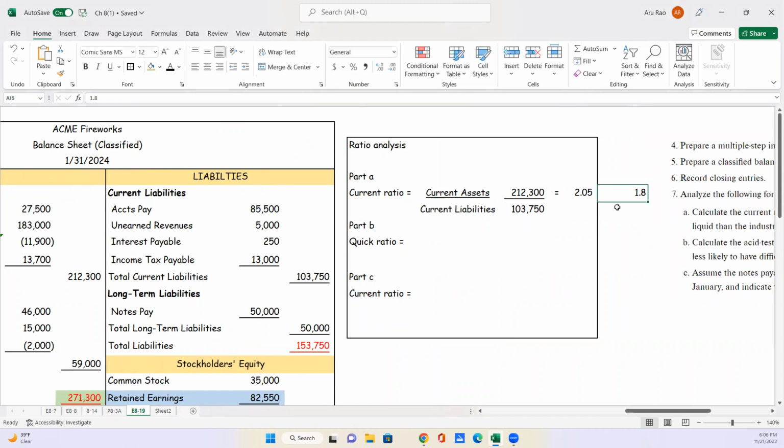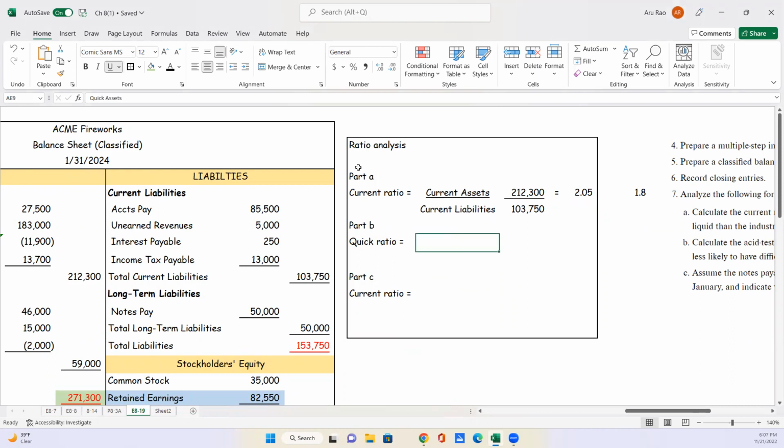Certainly, we are better than the industry. If the industry is 1.8, we are better off than it. We are saying 2.05 means that for every dollar in current liability, we have $2 in current assets. So we're certainly better off than the industry over here.